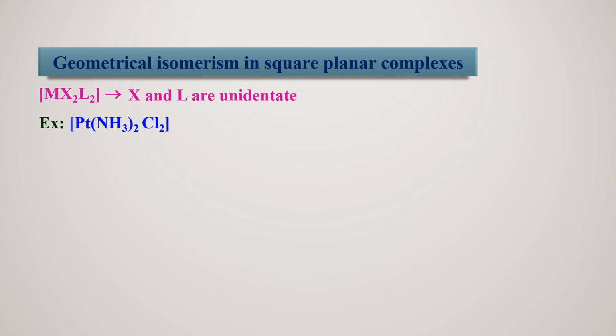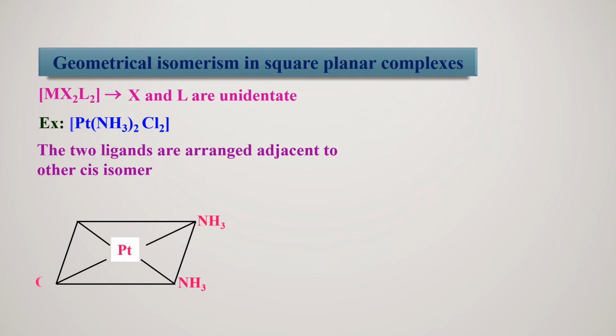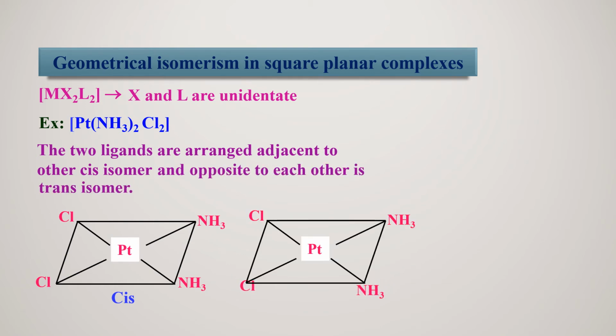Diamminedichloridoplatinum(II) it is. So if two ligands of the same kind are arranged adjacent to each other, then it is called the cis isomer. You can see the ammonia ligands are on the same side and the chlorido ligands are on the same side, so it is called the cis isomer. If they are on opposite sides, then we will call it the trans isomer. You can see now both are opposite, it is called the trans isomer.